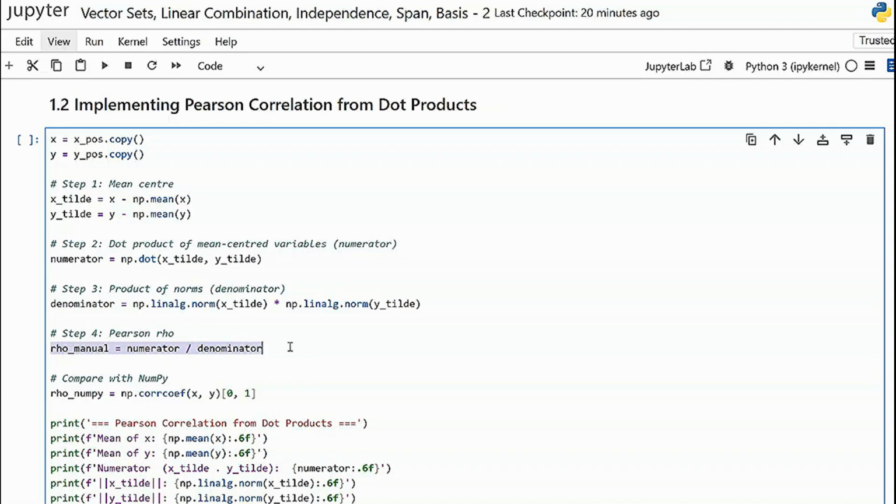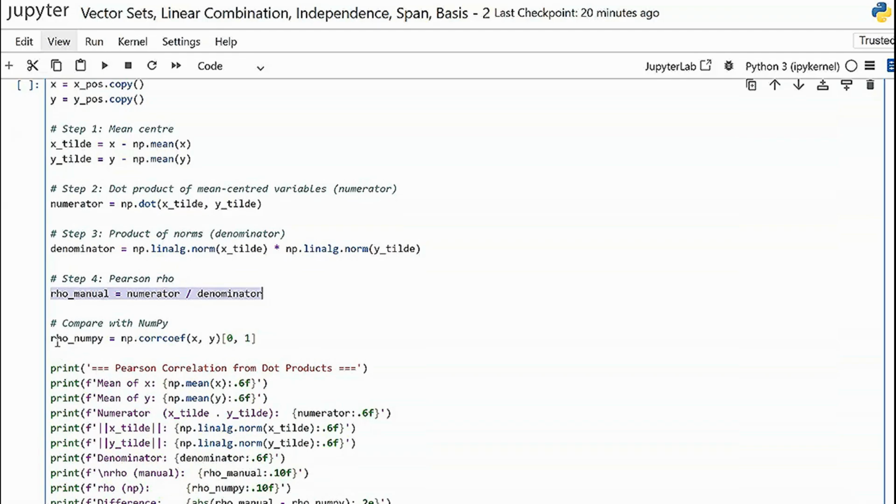And next, this is the Pearson correlation. We divide the numerator by the denominator. This gives the Pearson correlation coefficient, denoted as rho. The result is guaranteed to lie between -1 and 1. And to verify our manual implementation, we compute the correlation using NumPy's built-in function. We extract the correlation value from the resulting matrix.